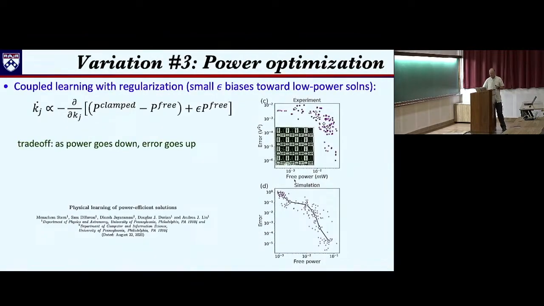All right, and then here's the power optimization case. As I mentioned, we can add in a little bit of epsilon of free power to the cost function, the contrast function, and go downhill using coupled learning. And indeed, there's a trade-off. As you can see here, as the power goes down, the error goes up, right? In other words, we're working our way left. Here, you consumed more power, but the error was small. So we're going to increase epsilon, so we'll lower the free power, and we go up then in error.